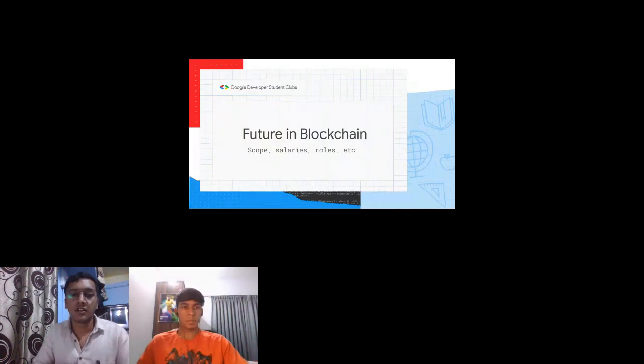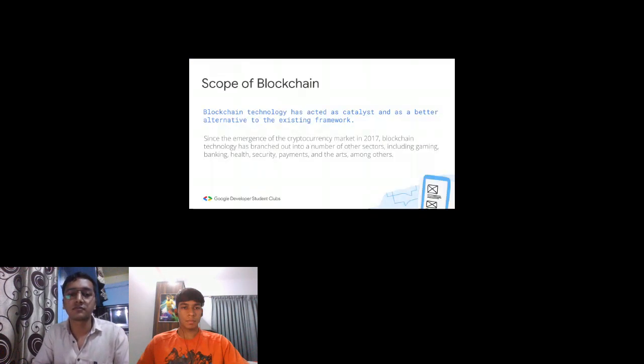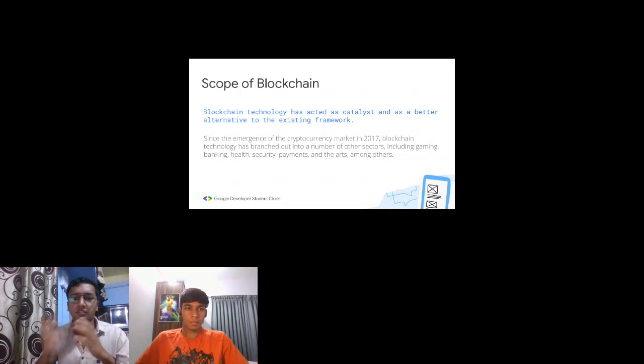So what is the future in blockchain? Now let's see the scope of blockchain. Since blockchain came into the eyes of people in 2017, introduced through cryptocurrencies among people, it has only grown, only expanded. It has shown immense potential. It was a breakthrough technology during that time.